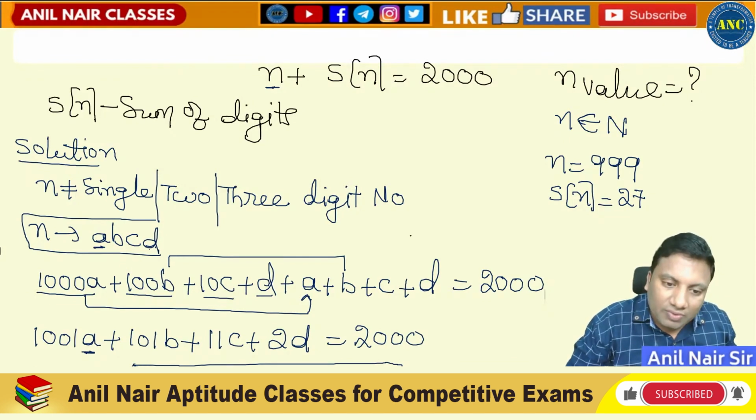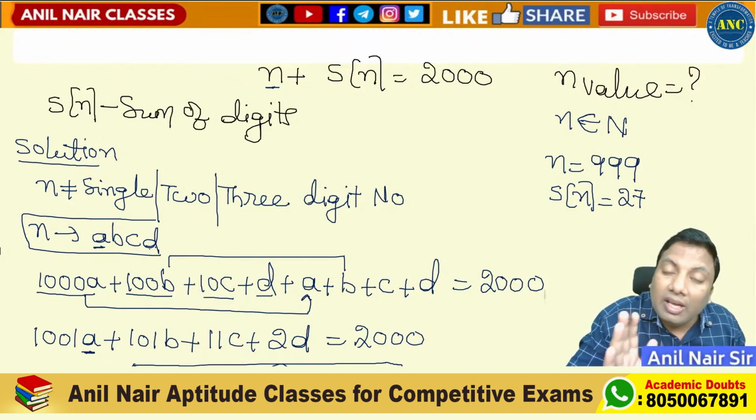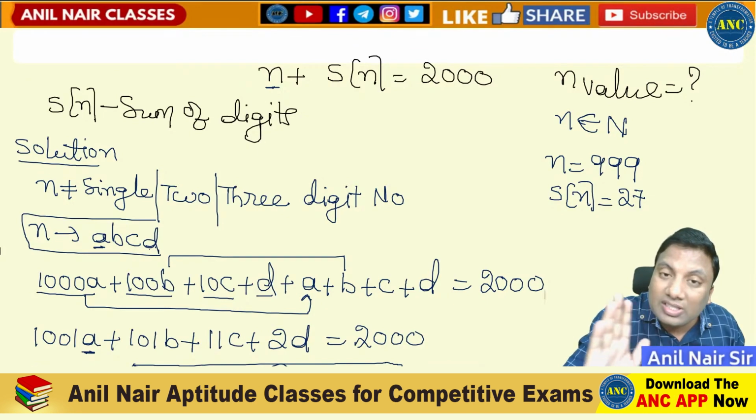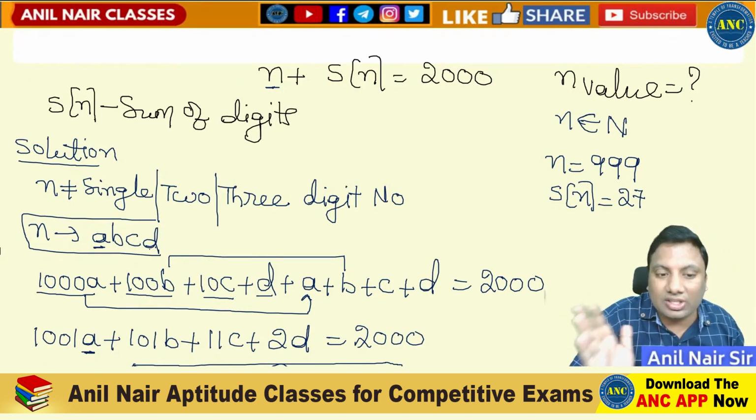Now one thing we immediately observe: 2D is an even number. If B is odd and C is odd, odd into odd is odd, odd plus odd is even, and even plus even is even. That means B and C cannot be odd at the same time, or if one is odd, the other has to be even.